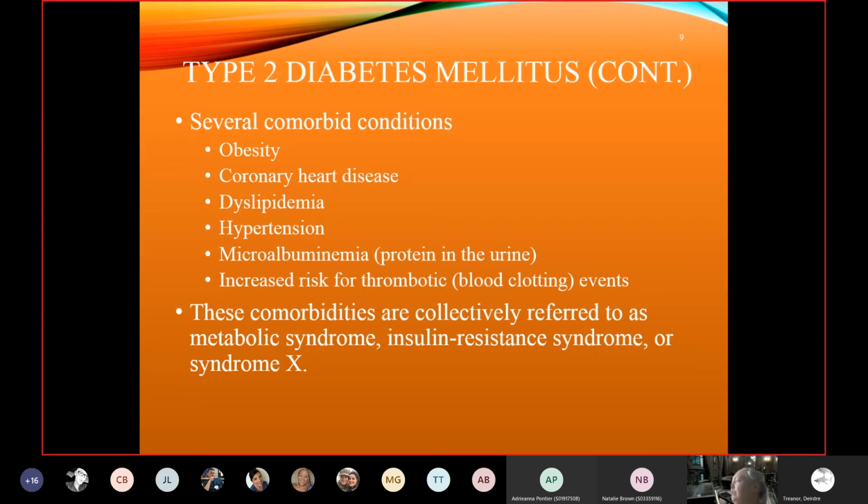Microalbuminemia, so protein in the urine. And they're also at risk for blood clots. So all of these together are actually called metabolic syndrome, insulin resistance syndrome, or syndrome X.